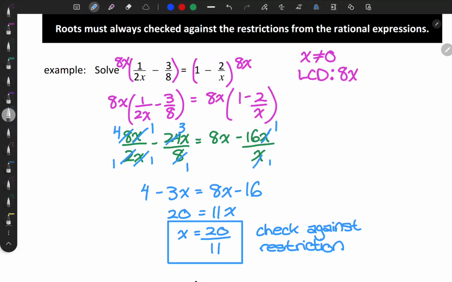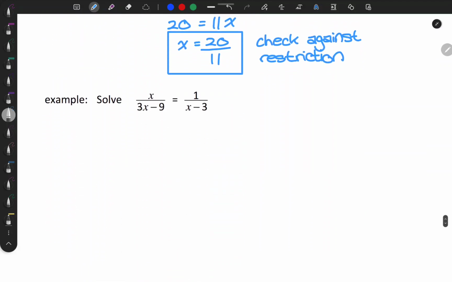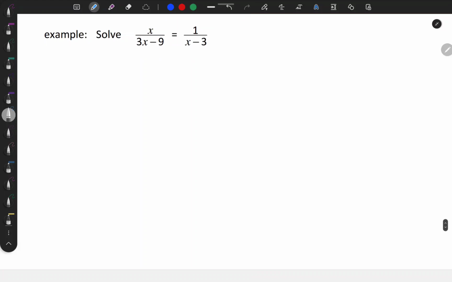All right, that's pretty much the steps. Let's try this again one more time. Going on to the next one. This is a good time to pause the video and try yourself, and then unpause when you're ready to continue.